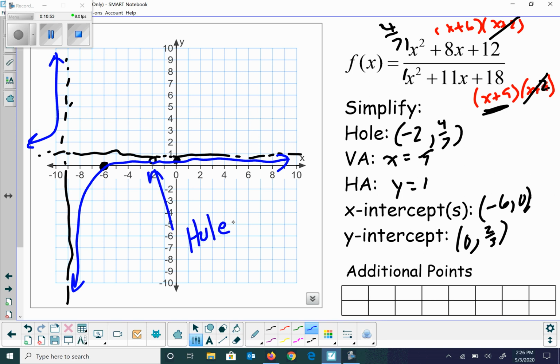If you had graphed this on your graphing calculator, you can't see a hole, but if you go into the table, you would see at -2 that would say error. And that's where that would exist.